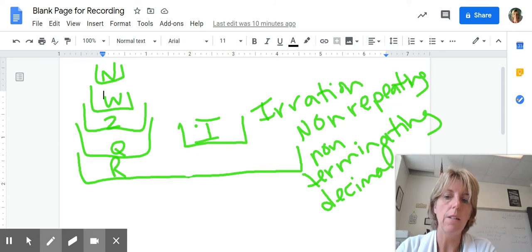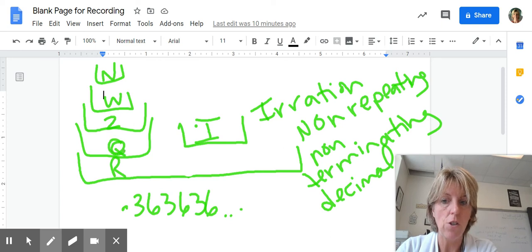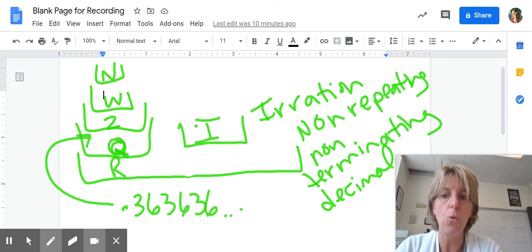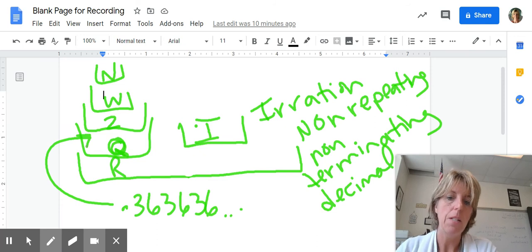So if a decimal says something like 0.363636, that repeats. If it repeats, then it is rational. It goes right here. That is a repeating decimal, so it's rational and it's real. If it's in a little bucket, it drops to the bigger bucket. It's rational and real.